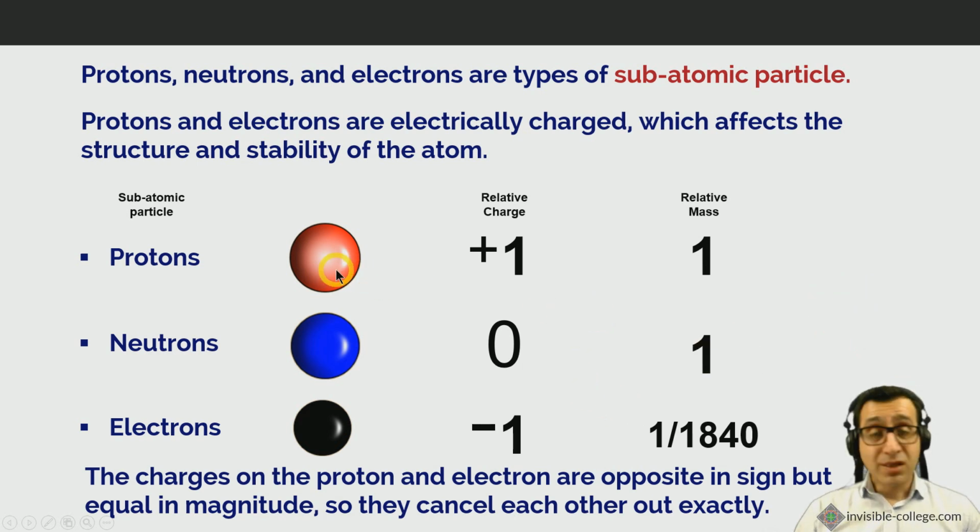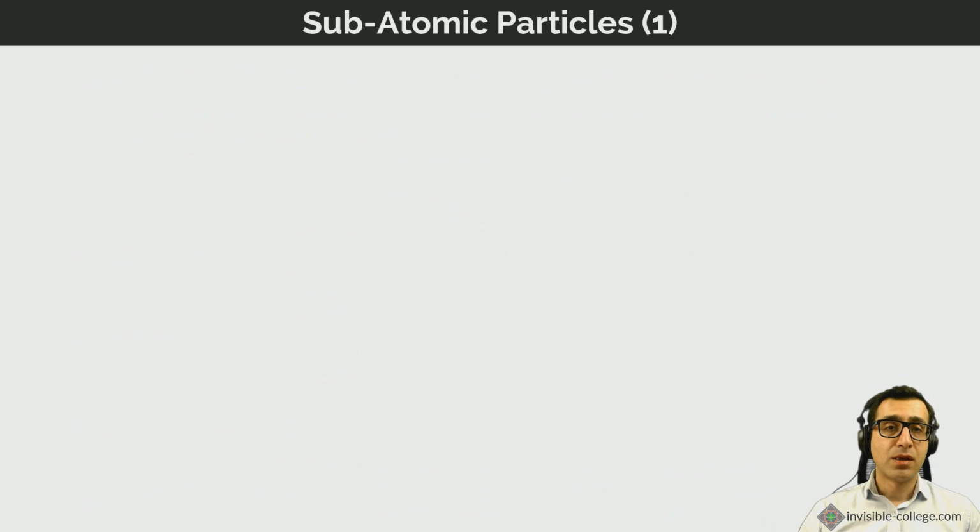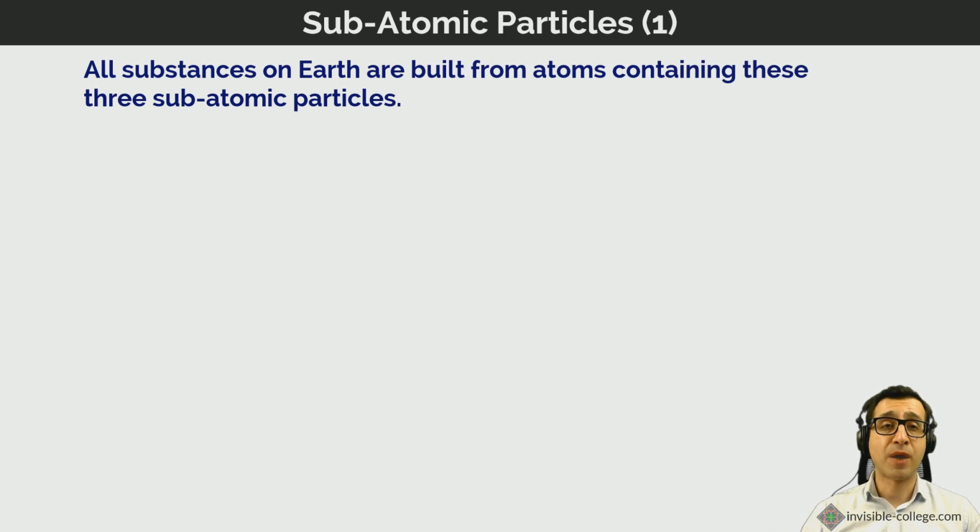So, an uncombined, unbonded atom is a particle which contains an equal number of protons and electrons, and for this reason, atoms are electrically neutral until they lose or gain electrons. So all substances on Earth and elsewhere are built from atoms which contain those 3 subatomic particles.